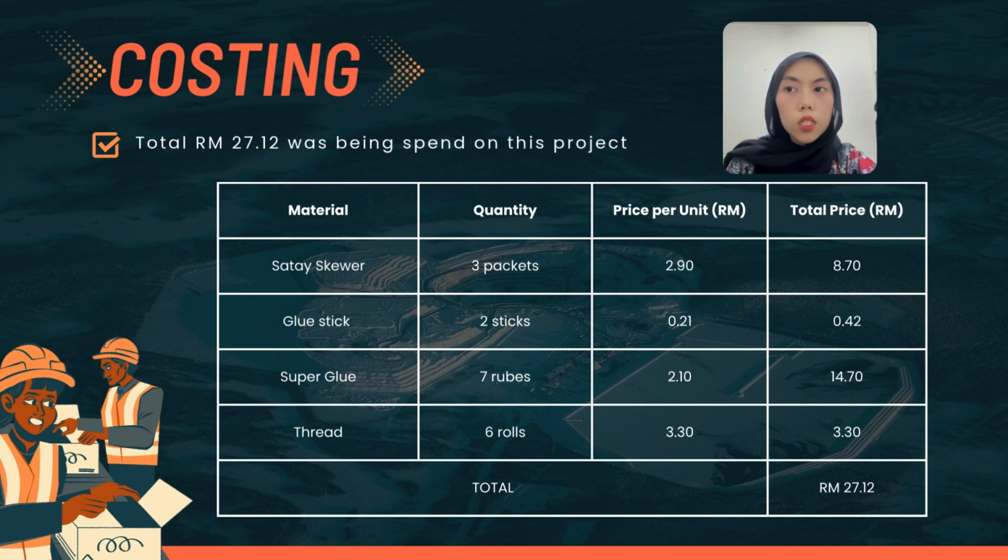We also needed 7 tubes of super glue at RM2.10 each. That gave us a total of RM14.70. Lastly, 6 rolls of thread were used, but since the price is already given as a bulk cost of RM3.30, no further calculation was needed. When we add all of this together, the total cost comes to exactly RM27.12. This budget-friendly costing ensures we stay within our limits while still using effective materials for our structure.